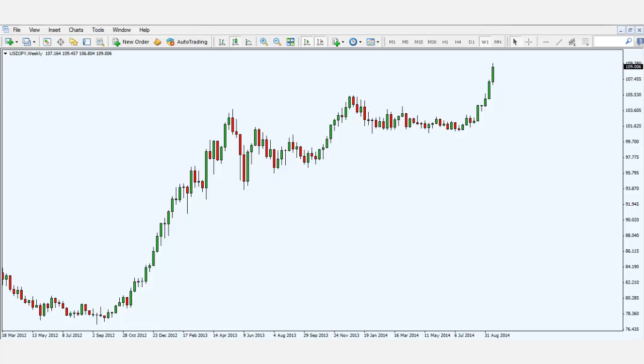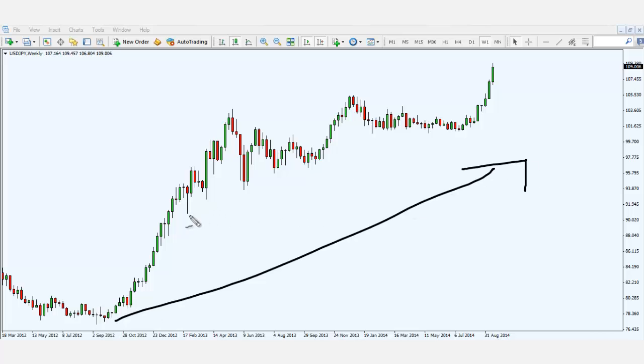So this is the chart of the dollar yen. Again, look at this bullish move. This is a weekly chart. Again, we have a very beautiful uptrend, a series of higher lows here, here, and here. Price broke out of this resistance over here.